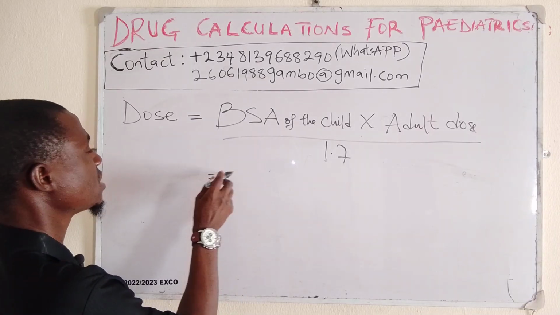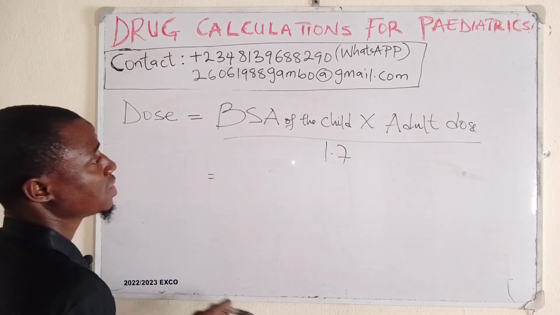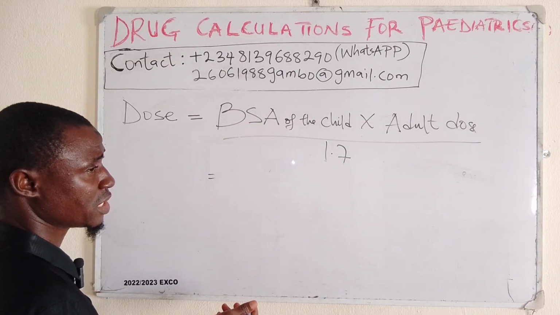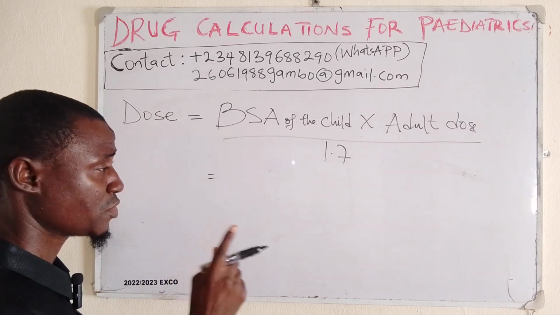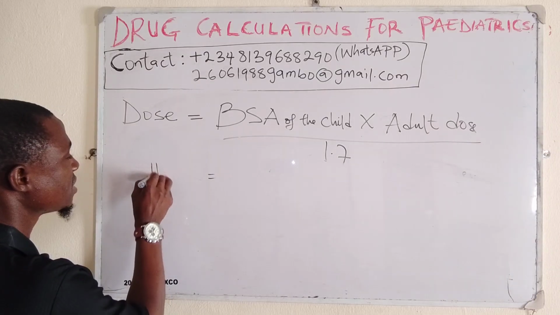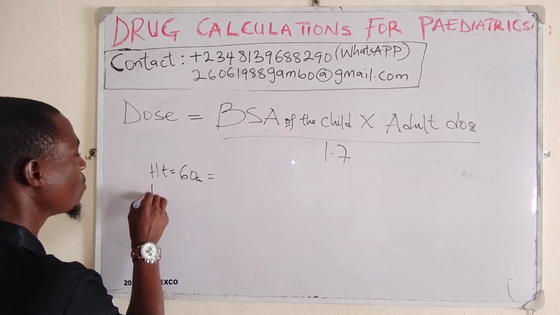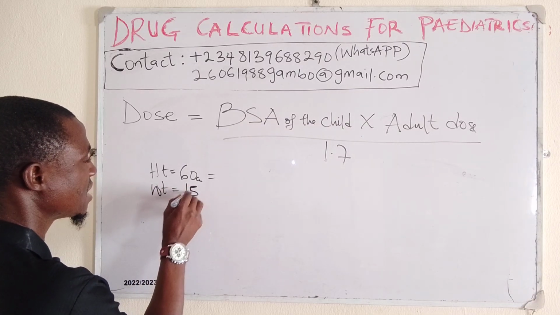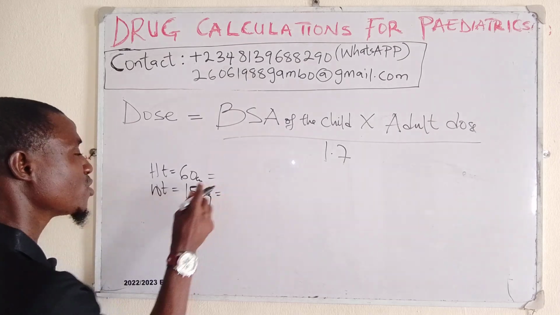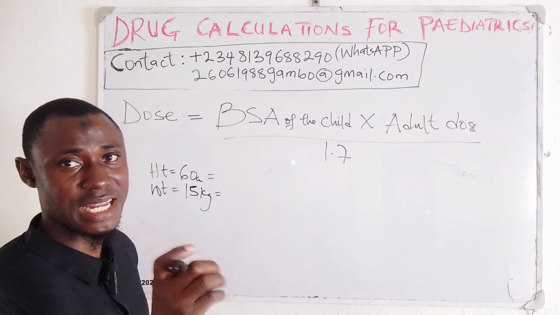The first thing we need to do is use any of the Monstella equations. Anyone can go. But in order to reduce the burden or stress on ourselves, it's best we use the first Monstella equation. Why? Because our height has been given to us in centimeters, which is 60 centimeters, and the weight of the patient also is given to us in what? In kg, that is 15 kilograms. So it will be much easier for us to apply the first Monstella equation.